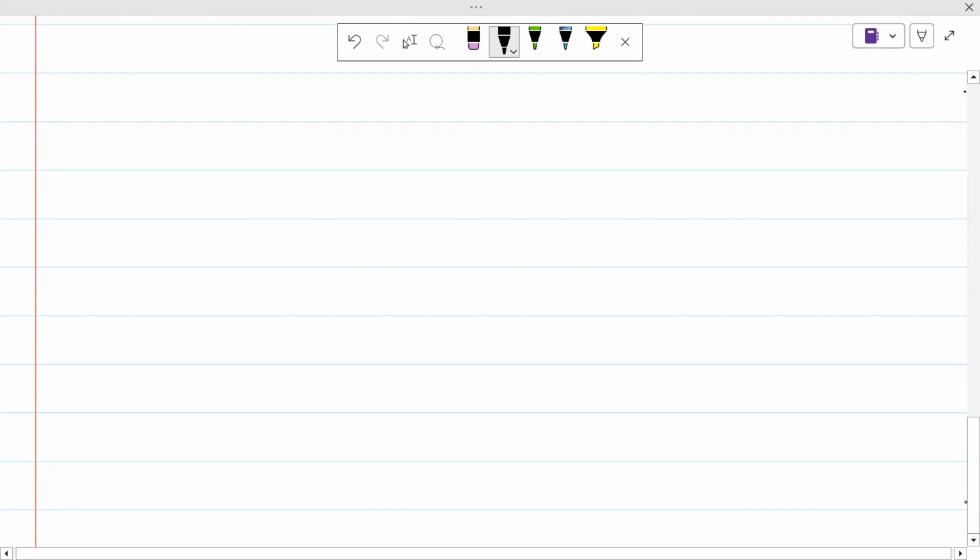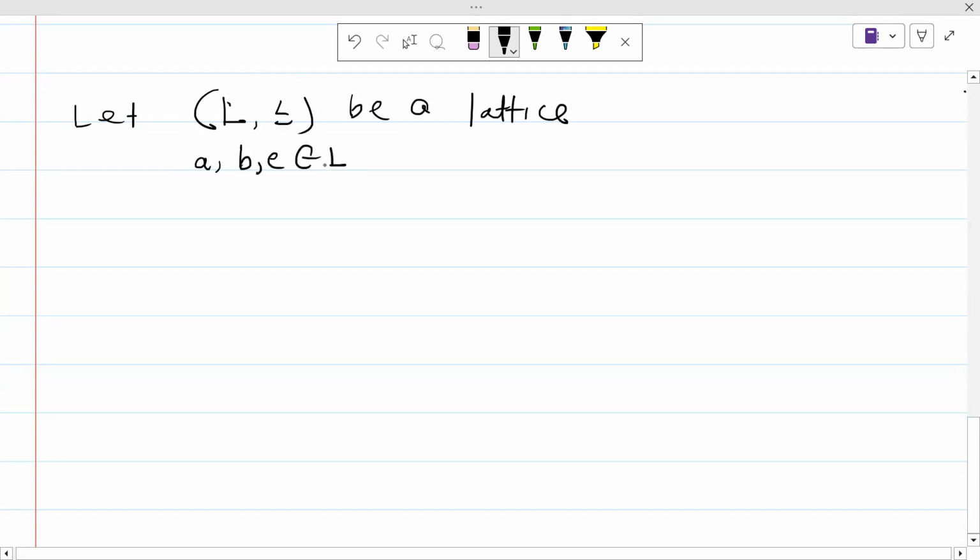Another property, and that is called the distributive lattice, if it satisfies the following condition. Let L less than equal to be a lattice. Then for any A, B, C belongs to L, suppose three elements we consider, that is A, B, C belongs to L. And the following properties should hold: A conjunction (B disjunction C) is greater than equal to (A conjunction B) disjunction (A conjunction C).